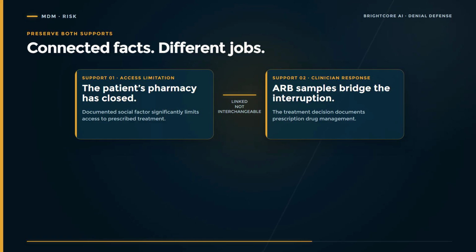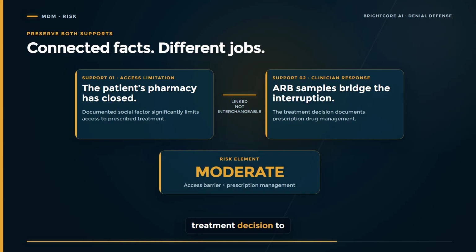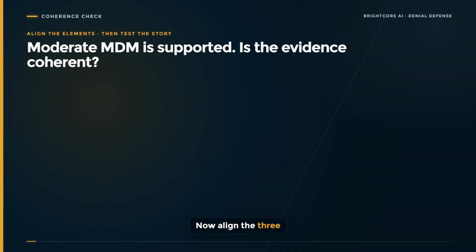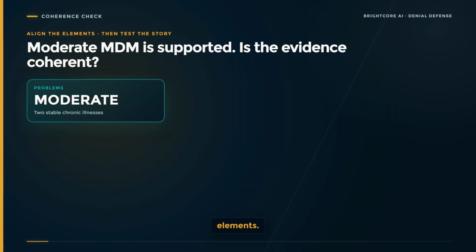No medication changes does not erase that work. The clinician made a treatment decision to maintain the prescribed therapy and prevent an interruption. A rationale that mentions only the samples loses part of the clinical story. A rationale that mentions only the pharmacy closure loses the management response. Risk, moderate.